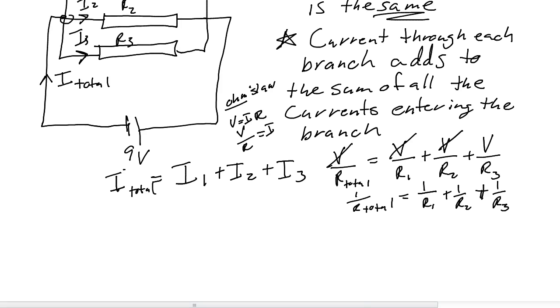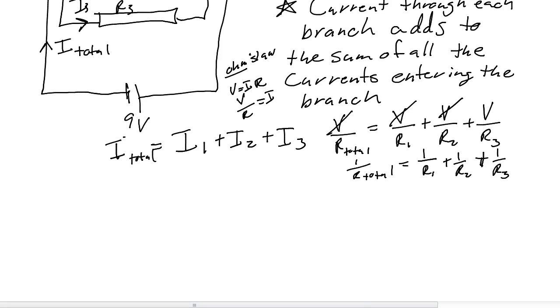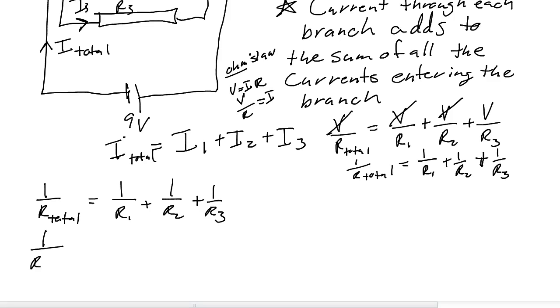Okay, so let's test it out. I'm going to come down here. So I'm just going to move my equation. So 1 over R total is equal to 1 over R1 plus 1 over R2 plus 1 over R3. Okay, and so I want to find R total for the circuit, so I'll go 1 over R total.